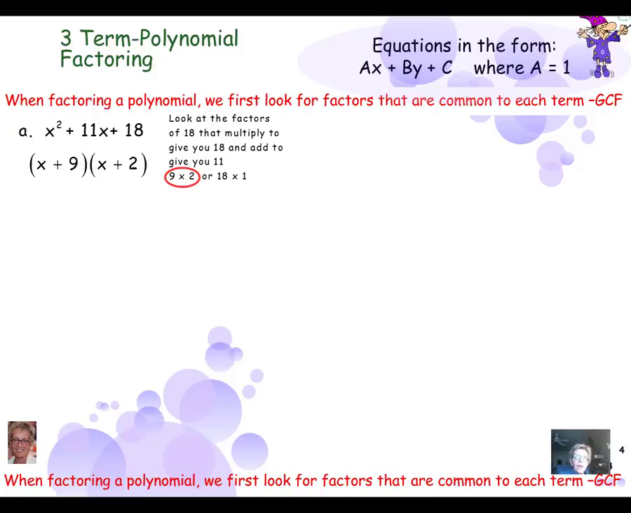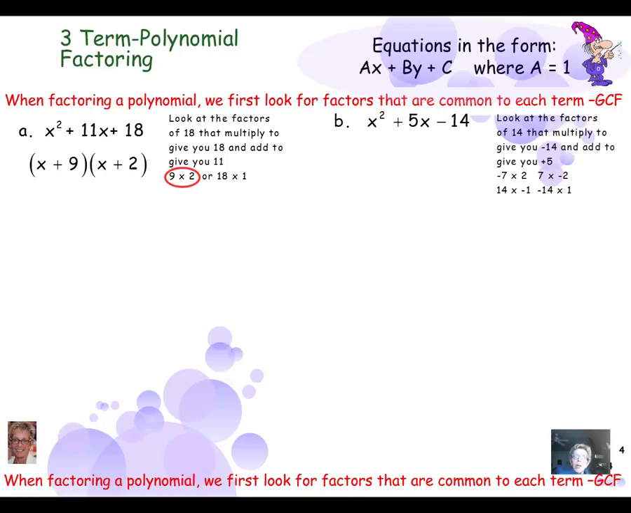I'm going to choose 9 times 2, and I factor that into x plus 9 times the quantity of x plus 2. My next one, I have to look at the factors of negative 14. Now you're going to see that my original trinomial has a positive and a negative sign. So my factors have to be both positive and negative. So do I want the factors negative 7 times 2, 7 times negative 2, 14 times negative 1, negative 14 times 1? You'll actually get very good at finding these factors. My factors for this trinomial, I'm going to choose 7 times negative 2, and that gives me x plus 7 times the quantity of x minus 2.